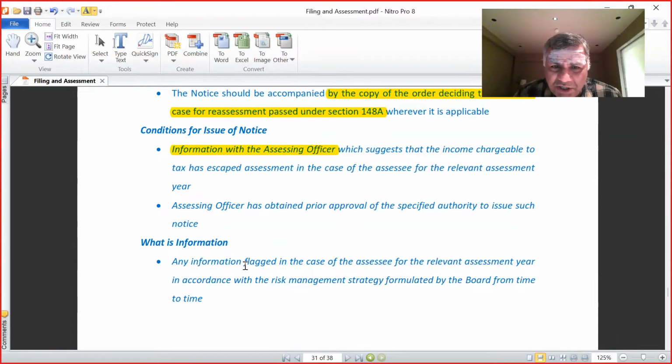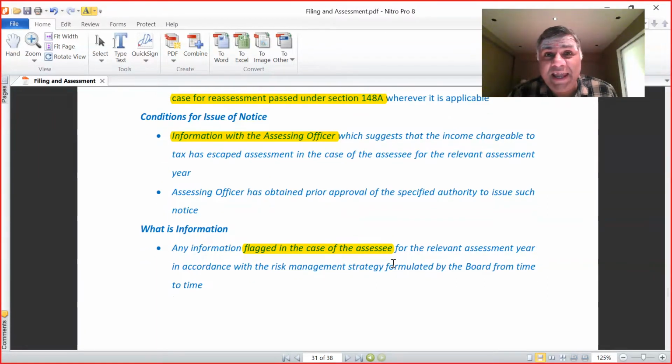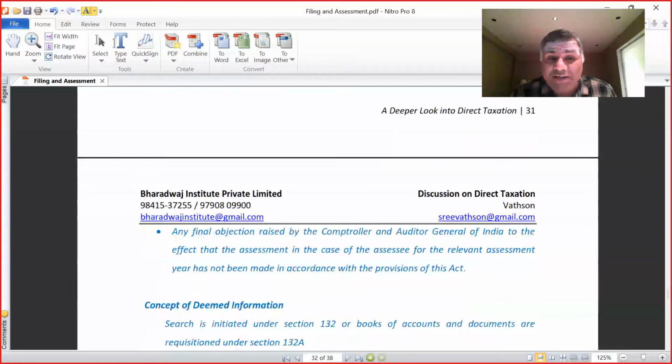Any information which is flagged in the case of the assessee for the relevant assessment year in accordance with the risk management strategy. Okay, any information which the risk management team says, or any information from the C&AG, Controller and Auditor General of India, a final objection raised by CAG to the effect that the assessment in the case of the assessee has not been in accordance with the provisions of the law.